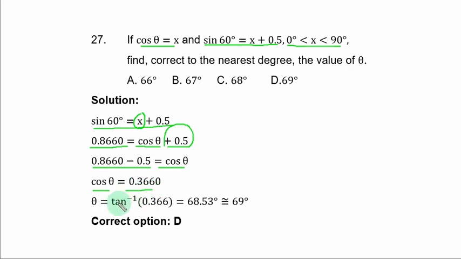So go and check inverse of cosine, not tan. If you check inverse of cosine of 0.366, you have 68.53 degrees. To the nearest degree, you consider 68. The next number is 5, so round it up by 1. You add it to 68 and you have 69 degrees. D is the correct option.